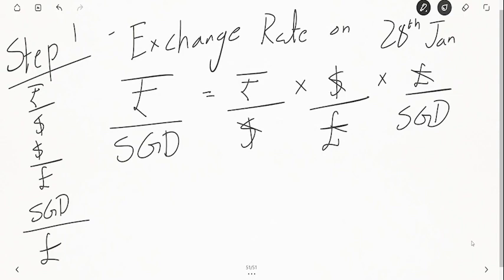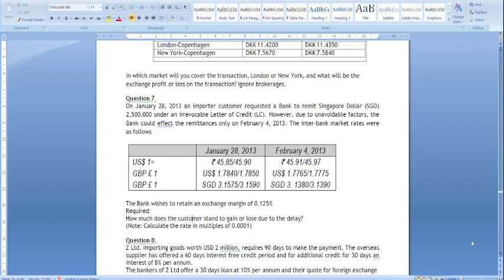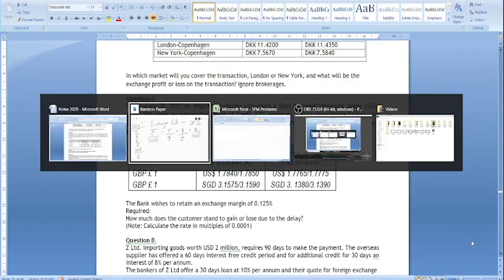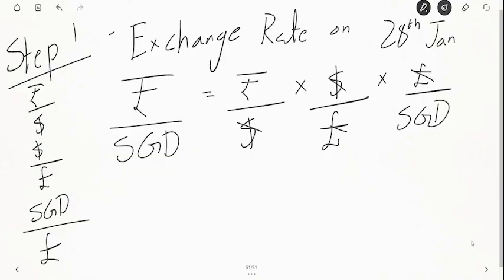What are you supposed to do? You are supposed to remit, that is pay. An importer is requested to remit Singapore dollars. You are supposed to deposit Singapore dollars with your supplier. You are supposed to pay in Singapore dollar. How do you pay in Singapore dollar? Convert rupee to Singapore dollar. How do you convert rupee to Singapore dollar? First convert rupee to dollar, then convert dollar to pound, and then convert pound to Singapore dollar.